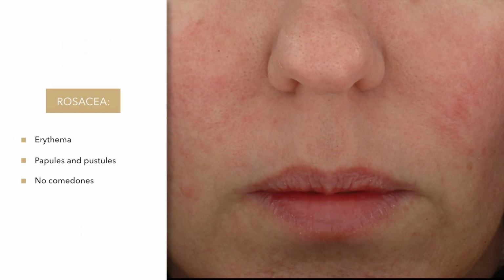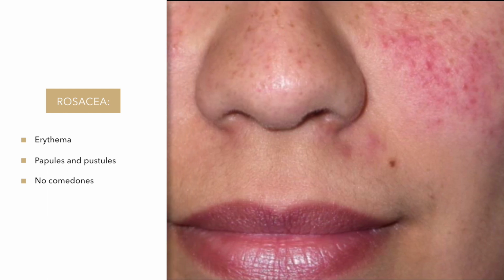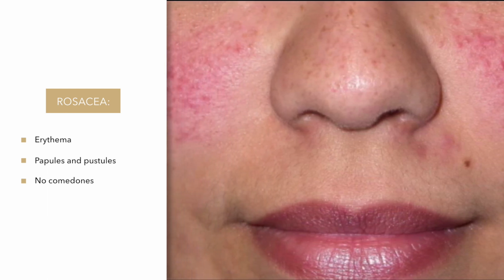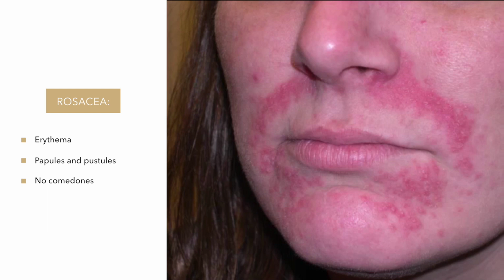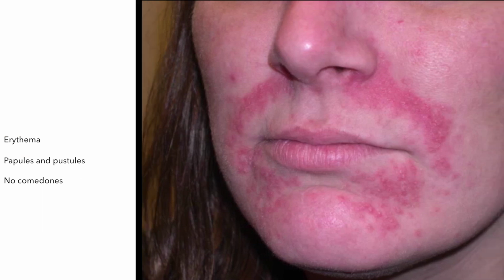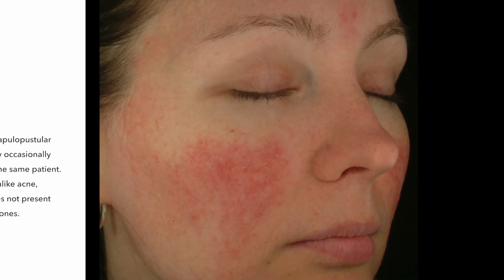Rosacea-form dermatoses have this background classical centrofacial erythema with possibly papules and pustules. Its variant perioral dermatitis has a perioral distribution, but importantly, there are no comedones.